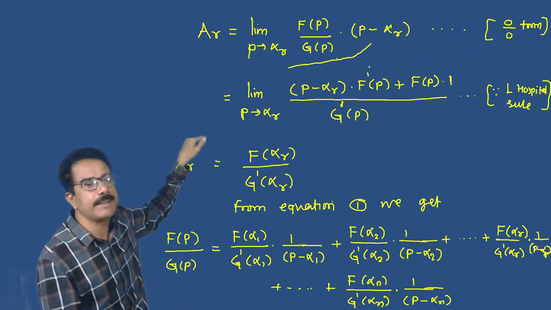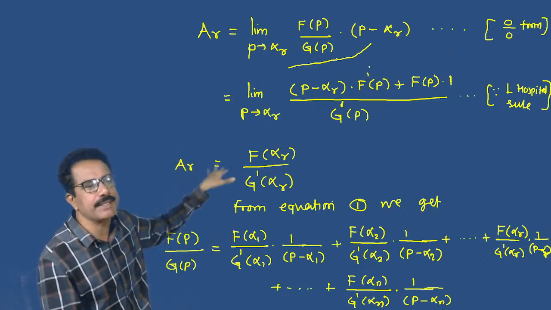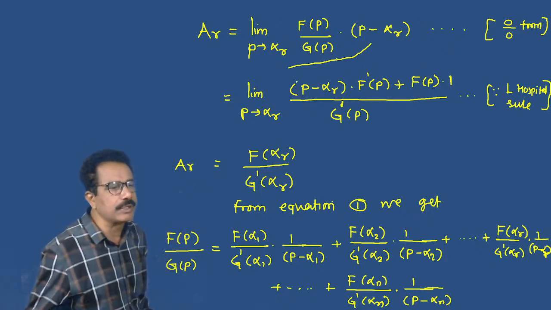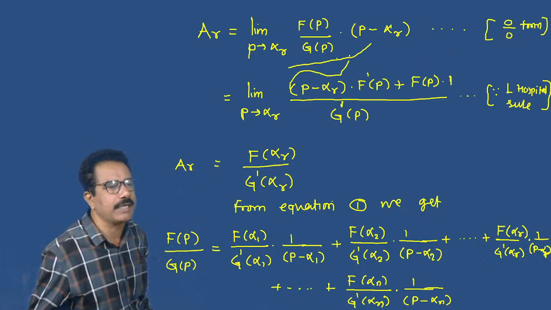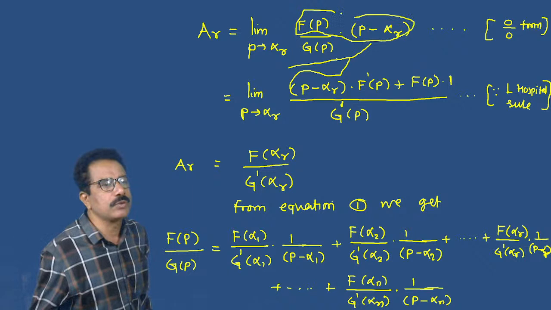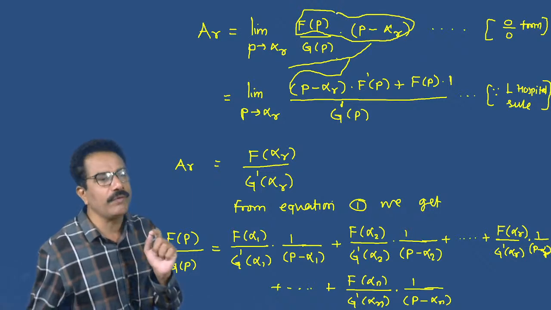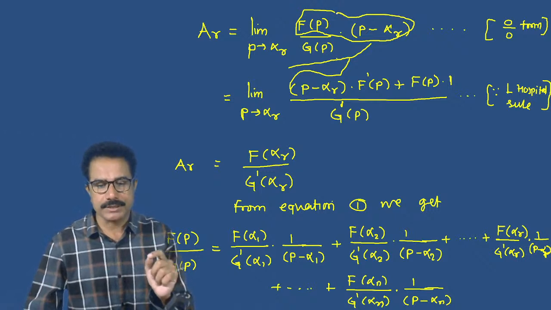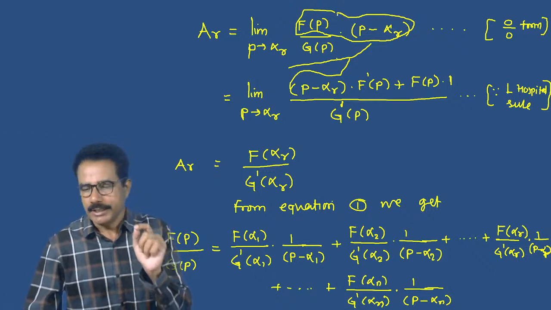So we have to take the separate derivative of numerator and separate derivative of denominator. In the numerator there are two terms. So we have to find out its derivative by using the product rule.